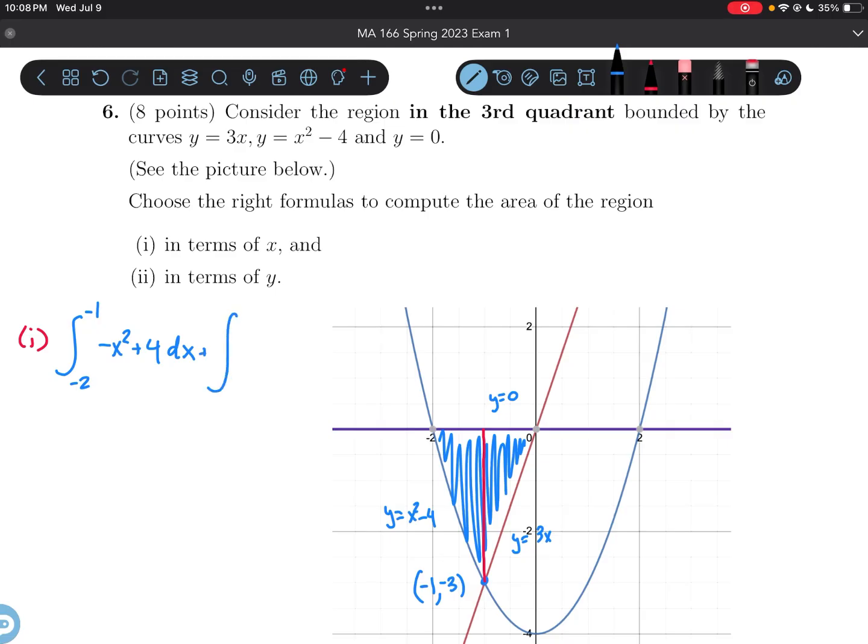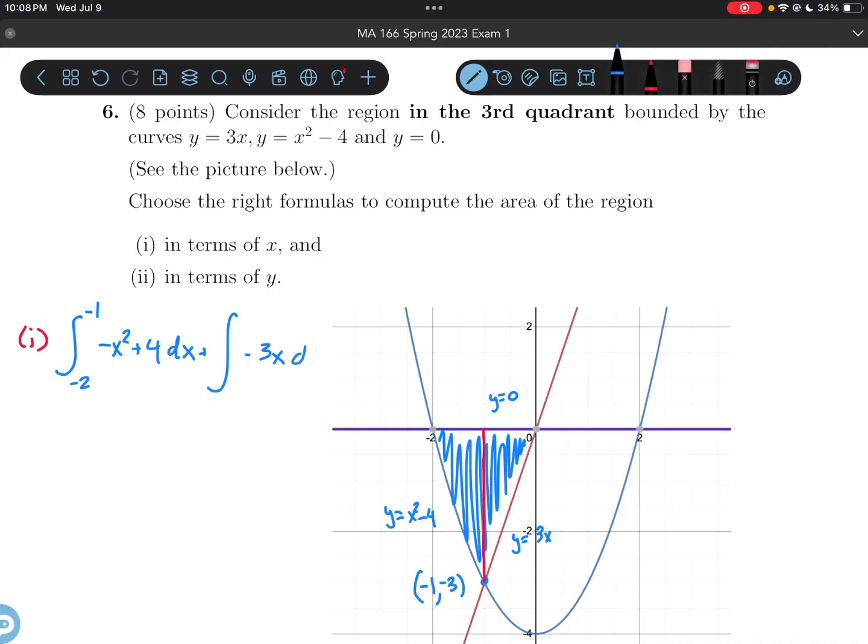Now we consider the second part. The top curve is y equals 0, and the bottom curve is 3x. So we take 0 minus 3x. This is really important. An easy mistake here would be to just say, okay, this is our y-axis, we just put x squared minus 4 into one integral and 3x into another. That would be a really easy mistake to make. We don't want to do that. That's why we have -3x.